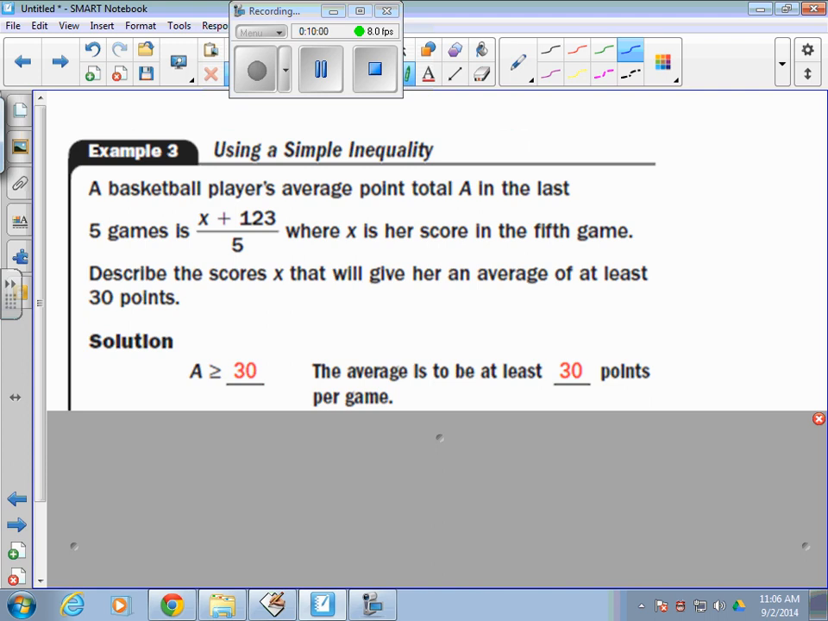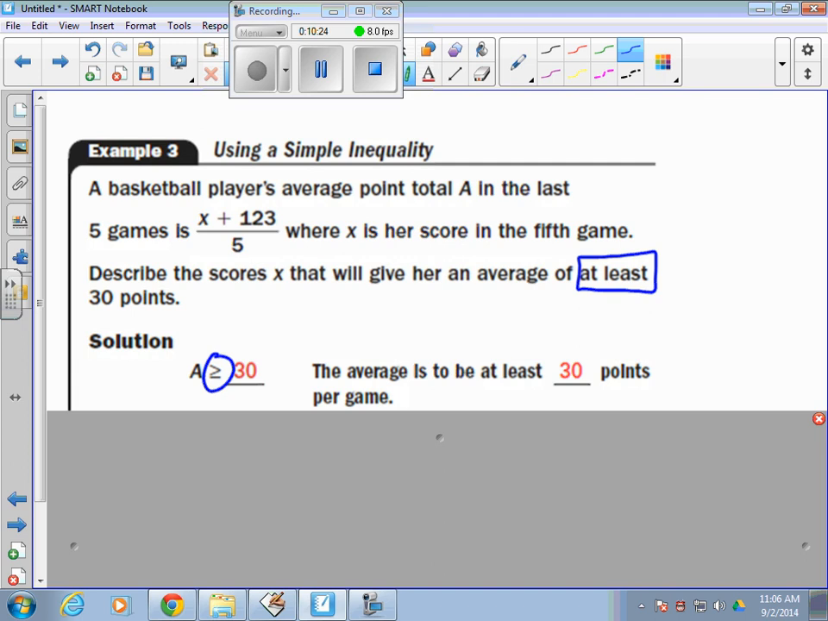Using a simple inequality, a basketball player's average point total, A, in the last 5 games is (X plus 123) divided by 5, where X is her score in the 5th game. Describe the scores that will give her an average of at least 30 points. So at least, there's one of those key phrases. That means 30 or more. At least means greater than or equal to.